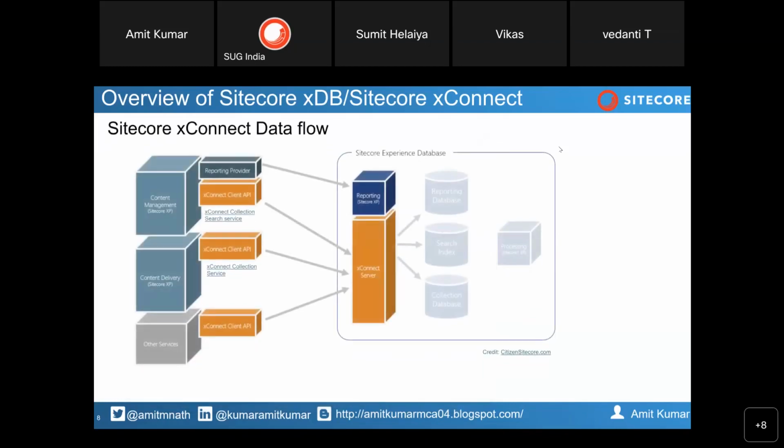So generally, the xConnect data flow is that content management uses the reporting provider to get the reporting related data, and content delivery uses the Sitecore xConnect client API to get the data. Behind that, they access the reporting database, search indexes, and collection database to get or set the data specific to the user.